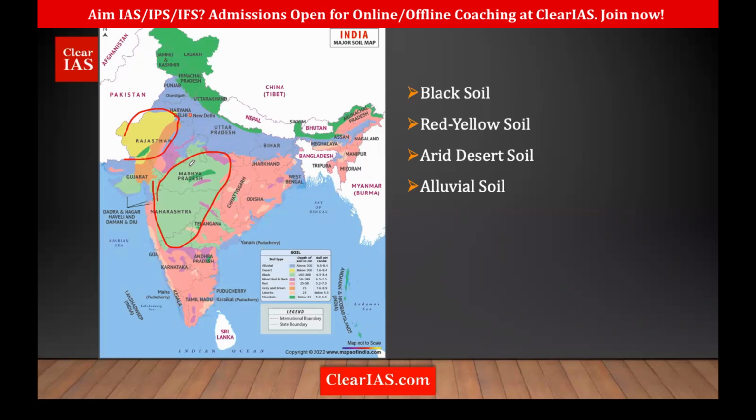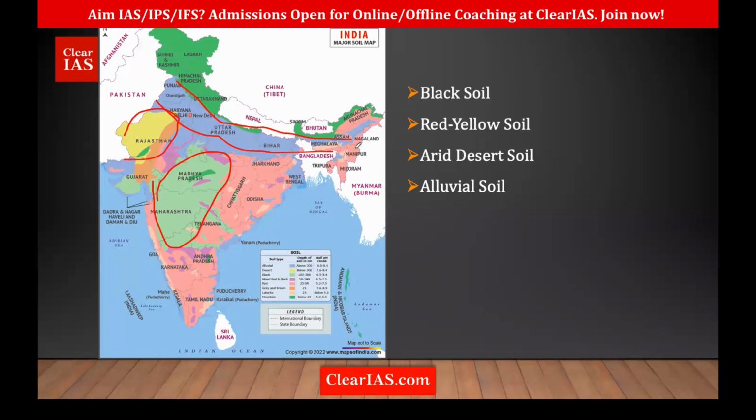So where is riverine alluvium? It is on the banks of rivers, that is in the plains of India. That is the Gangetic plain, Ganga Brahmaputra delta, or Ganga Brahmaputra plains. So this whole region we have what? The riverine alluvium.